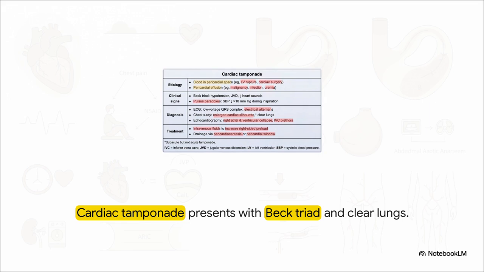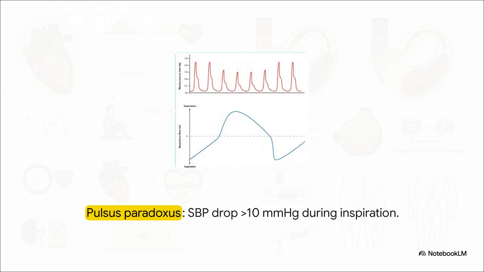If they're stable but have recurrent effusions, a pericardial window might be the way to go. You also need to understand the mechanism behind pulsus paradoxus. This is when the systolic blood pressure drops by more than 10 millimeters of mercury during inspiration. Normally, taking a breath increases right-sided filling, but here the rigid pericardial fluid prevents outward expansion. So what happens? The interventricular septum gets pushed right into the left ventricle. This septal shift decreases left ventricular preload, which drops the stroke volume and consequently the systolic pressure.